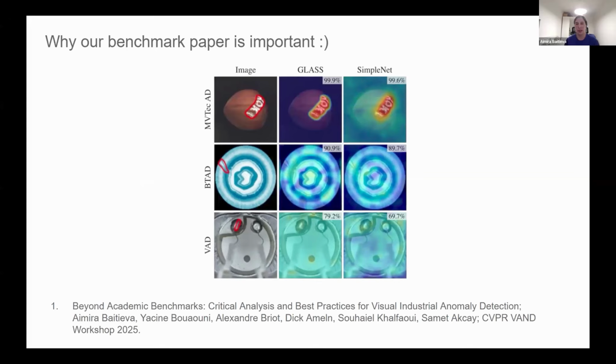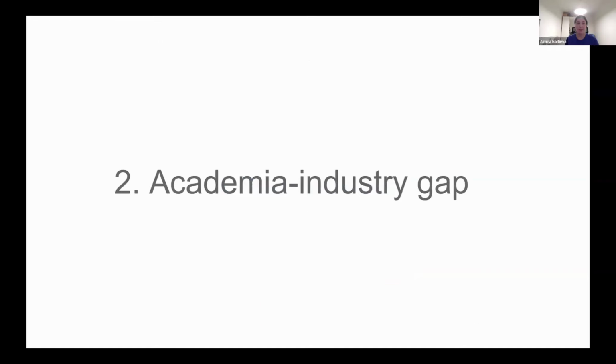And here on this slide is an example of two recent state-of-the-art models, GLASS and SimpleNet, getting more than 99% out of 100%. But when we use a less popular industrial dataset, the second and the third row, the performance drops strongly to just 90% for one of the datasets and 80 and even 70% for another, which is quite useless, I need to say. So yeah, here we'll talk about the academia-industry gap.